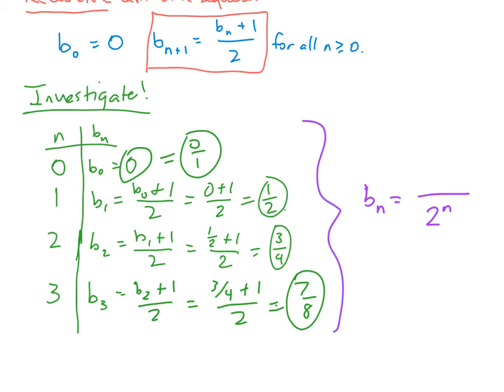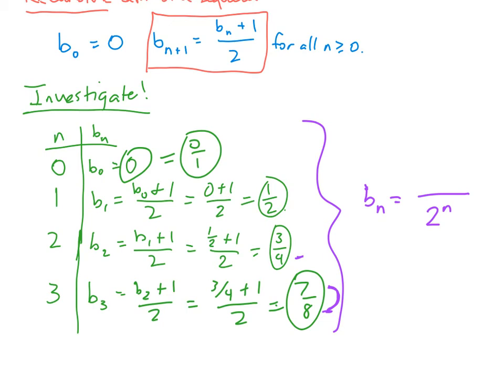Because b sub 3 had an 8 in the denominator, and b sub 2 had a 4 in the denominator. I think if I found b sub 4, that would probably have a 16 in the denominator. In fact, it'd be 15/16. So that denominator seems to always be 2 to the n. The numerator, harder to find a formula for it, but I do notice that it seems to be connected to the denominator somehow. It seems like the numerator is always 1 less than the denominator.